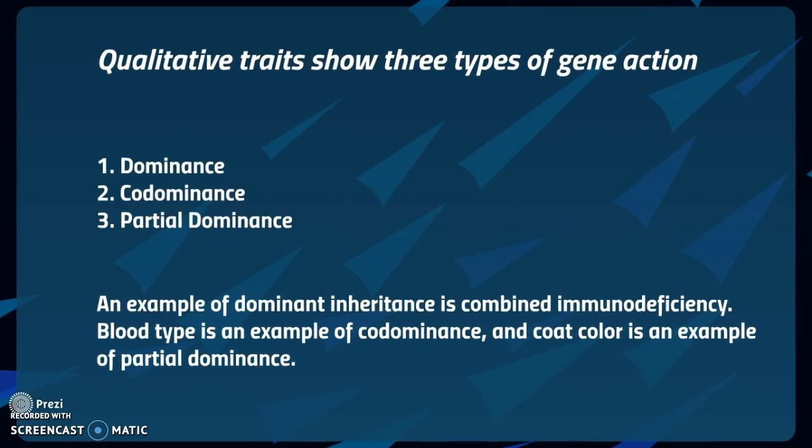Qualitative traits show three types of gene action: 1. Dominance. 2. Codominance. And 3. Partial dominance. An example of dominant inheritance is combined immunodeficiency. Blood type is an example of codominance, and coat color is an example of partial dominance.